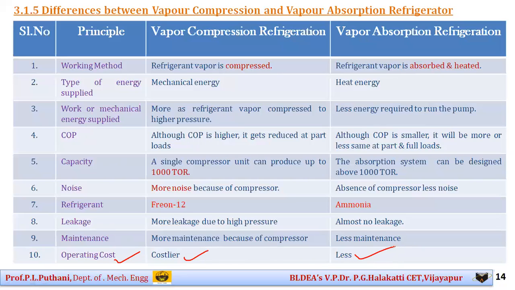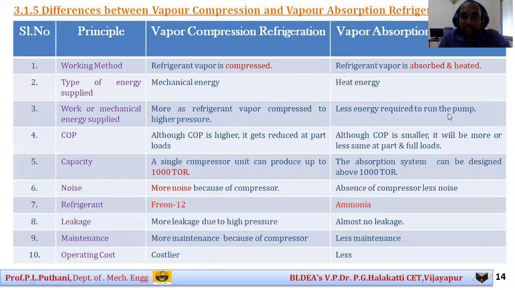So vapor compression refrigeration we can use domestically at our homes, whereas vapor absorption refrigeration we can use in offices, banks, theaters, hospitals, everywhere where there is mass production. Sometimes you can use it even in recreational vehicles also. So this is about the comparison of vapor compression refrigeration and vapor absorption refrigeration.